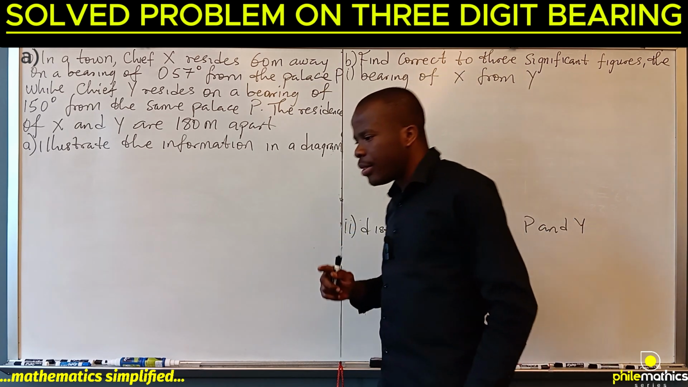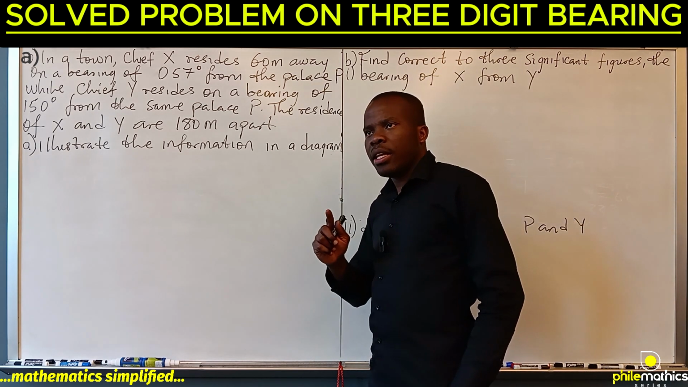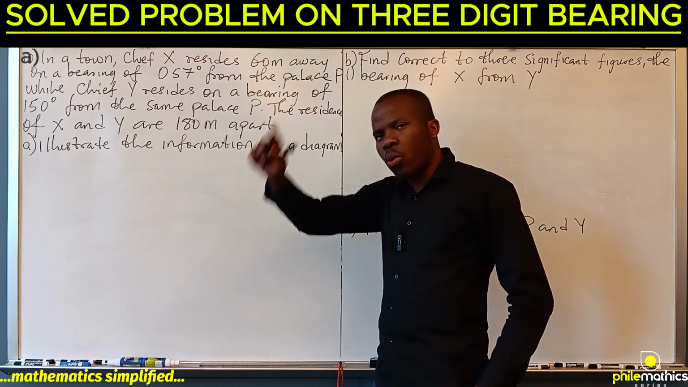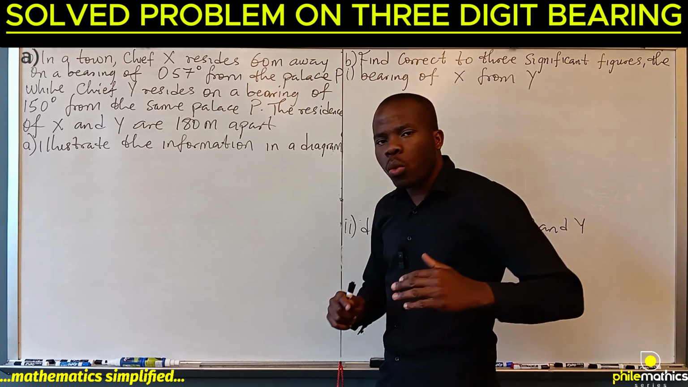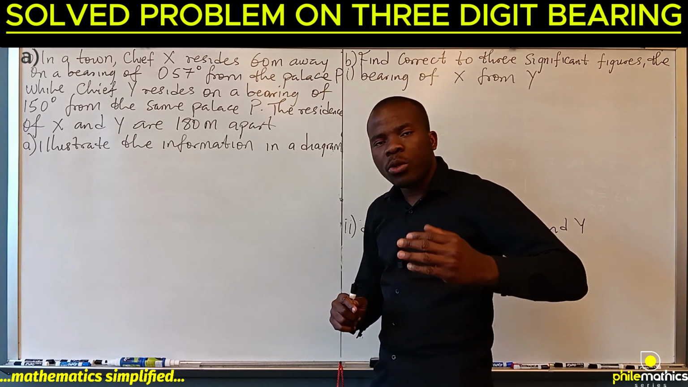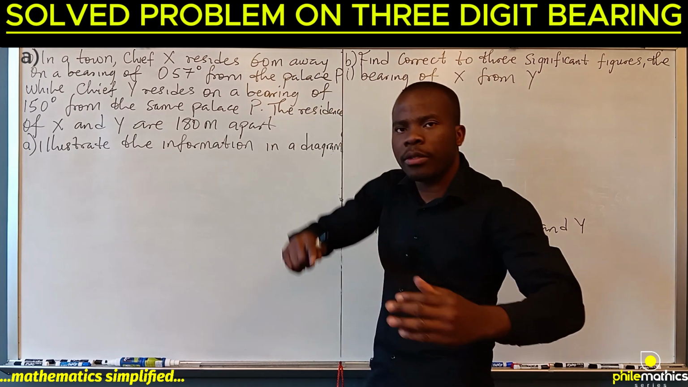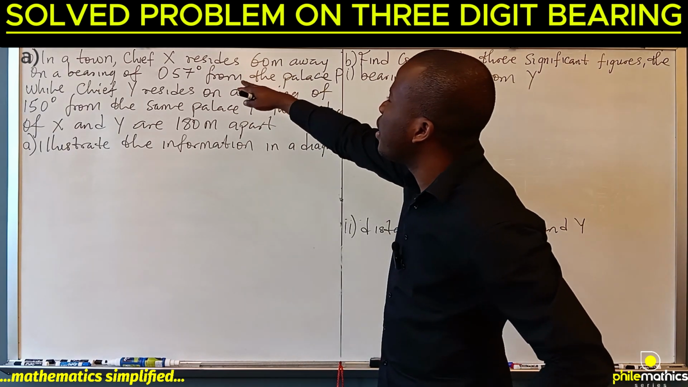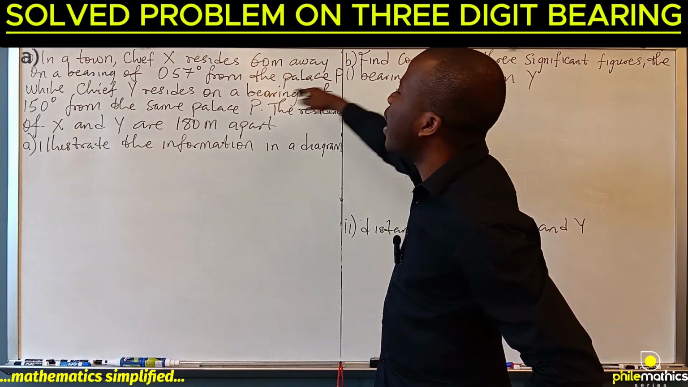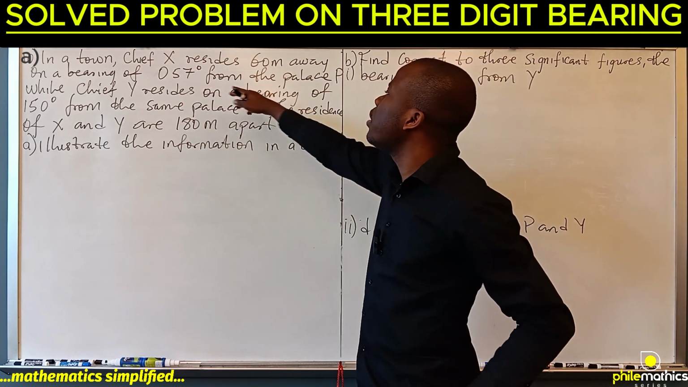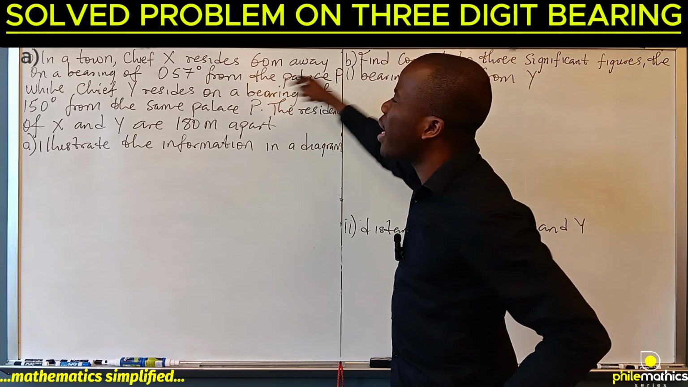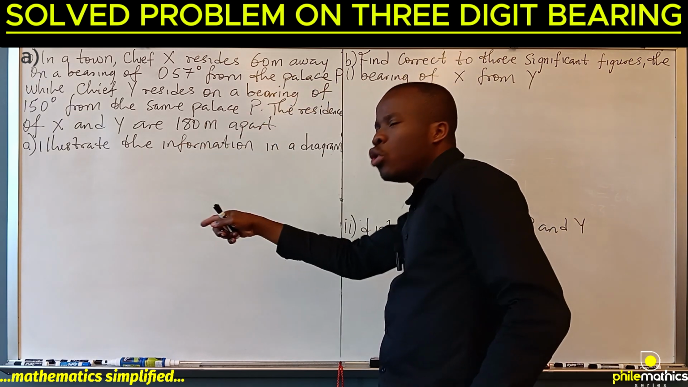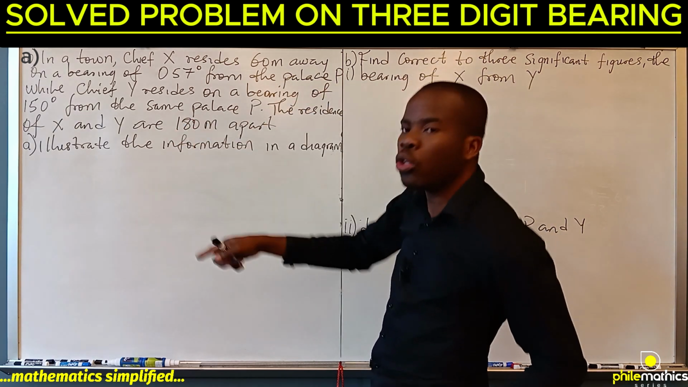Take note that first, we measure bearing from the North Pole. And second thing I want you to note is anytime you see the word "from", that is where you are taking the measurement. So, for instance, Chief X is 60 meters away on a bearing of 57 degrees from the palace. So we are going to start with the palace P and draw 57 degrees from the North Pole.